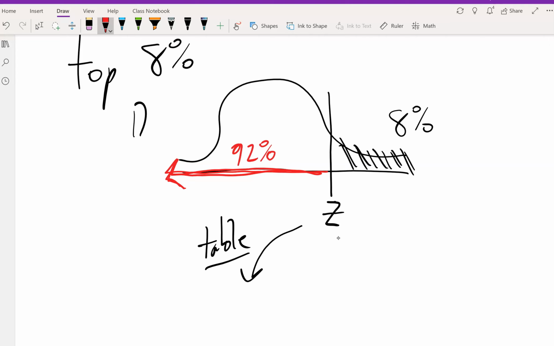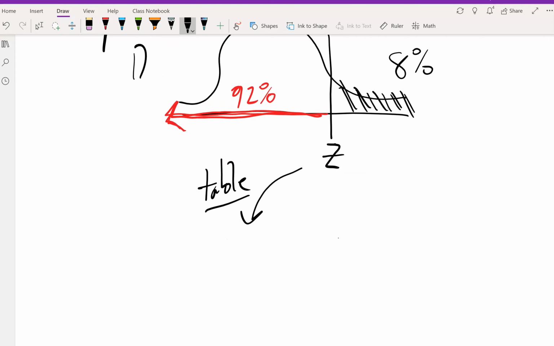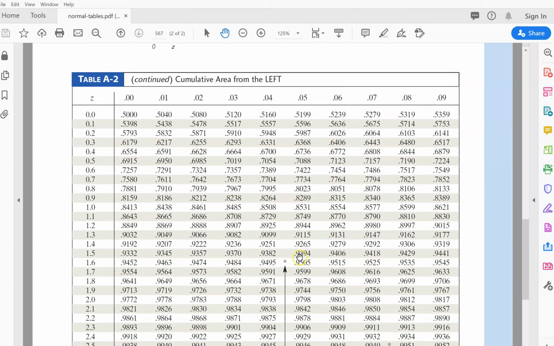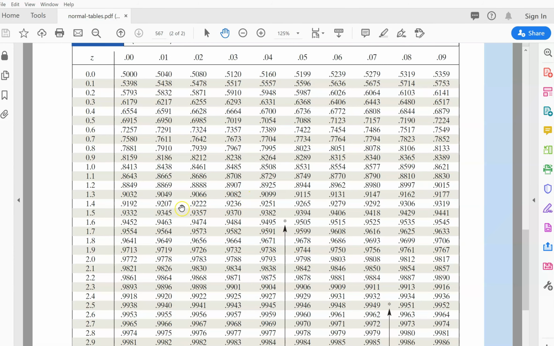I'm going to go to the table, and this is step 2, I'm going to look for 92%. Now, what's going to happen is you're not going to find 92% in the table, I'm sorry to say. You're going to find a number close to 92%. Remember, these are the actual percents. These are your percentiles. Out here is the z-value that matches it. We're looking at the percentile right now.